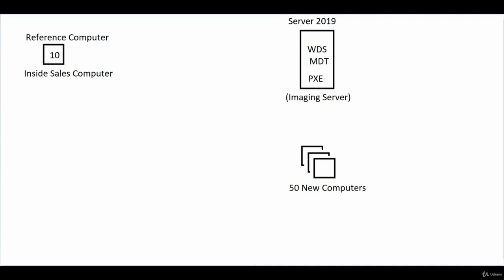PXE allows a computer to boot up across the network. Even if it does not have an existing operating system on it, the computer can boot up, and using the BIOS UEFI settings of the boot phase of the computer, it actually can boot off the network adapter card, and it can locate that PXE service, which is going to play a role in imaging.